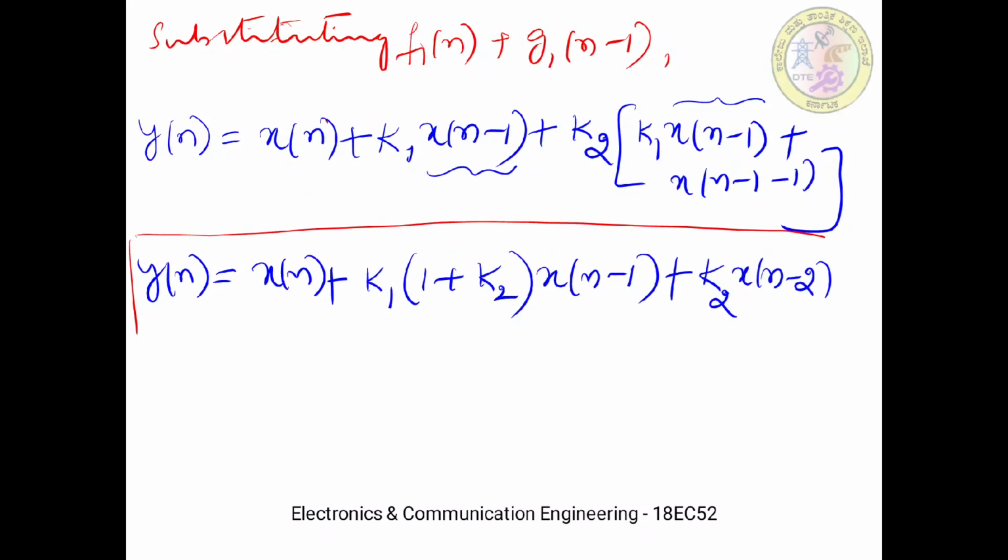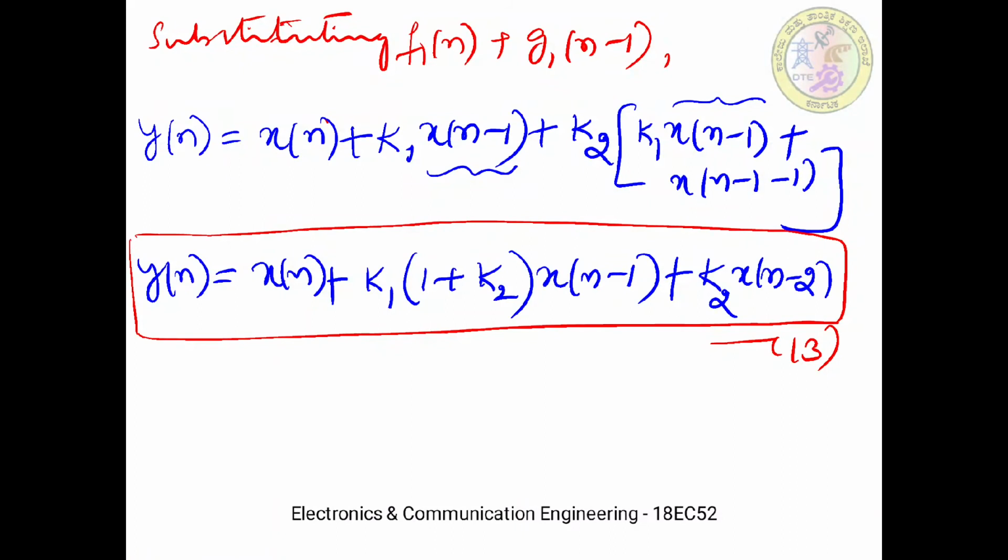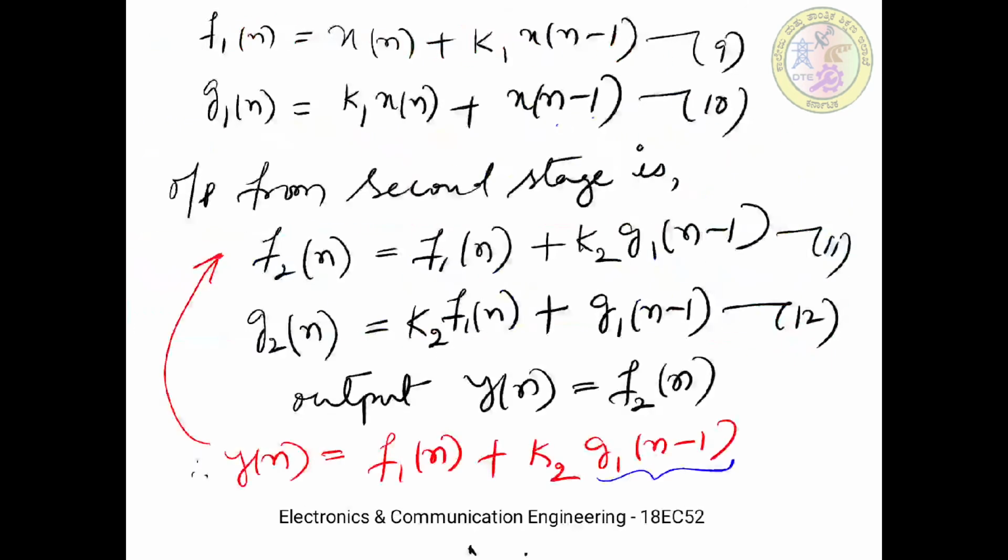Okay, so now this is one important relation. In fact, it is the output equation. Call this equation 13. It is the output equation for the second stage lattice. So we have the x of n minus 1 term as well as the x of n minus 2 term. So for m equal to 2, we have x of n minus 2 in the output equation. Now we have already written one second order filter equation. What is that equation? It is equation 8.